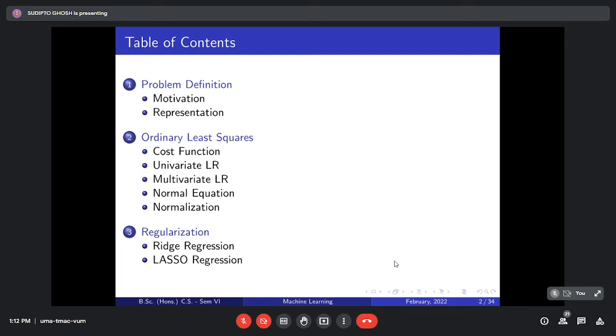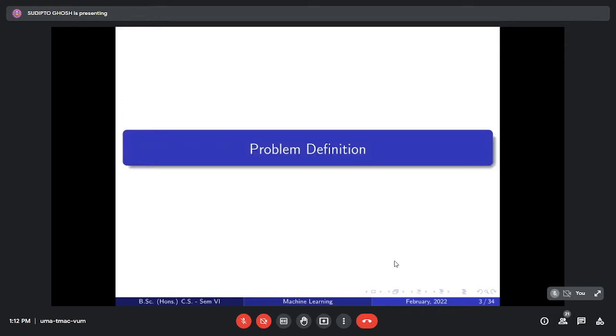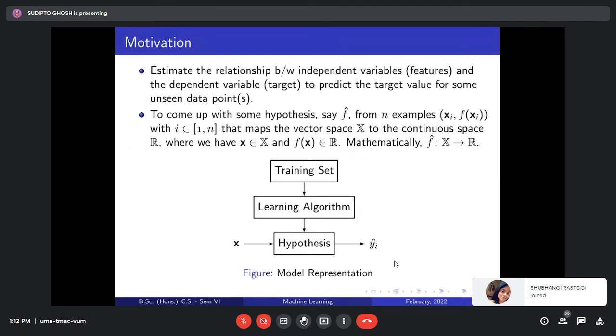So we will just now go into the problem definition part. Why regression? So first, what we are trying to do is estimate the relationship between the features and the target. The features are independent variables. The dependent variable, or the target, what we try to predict, is dependent on those features. And once we get a relationship, a very approximate relationship between the two mathematically, we try to use that to predict or estimate the value at some unseen data point.